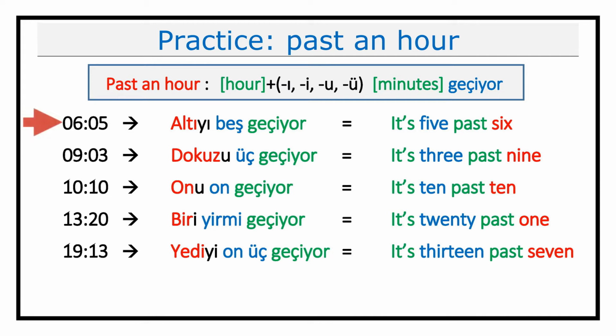6'yı 5 geçiyor. It's 5 past 6. 9'u 3 geçiyor. It's 3 past 9. 10'u 10 geçiyor. It's 10 past 10. Biri 20 geçiyor. It's 20 past 1.